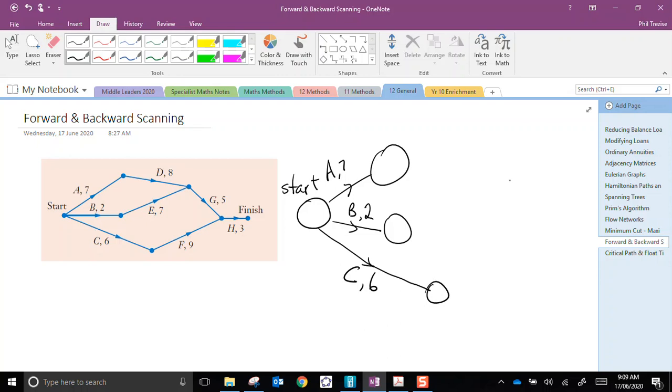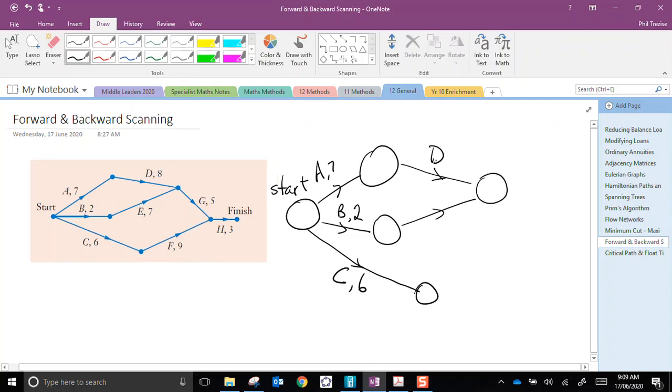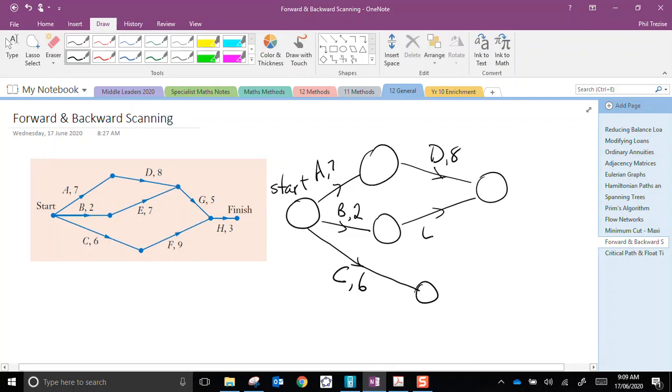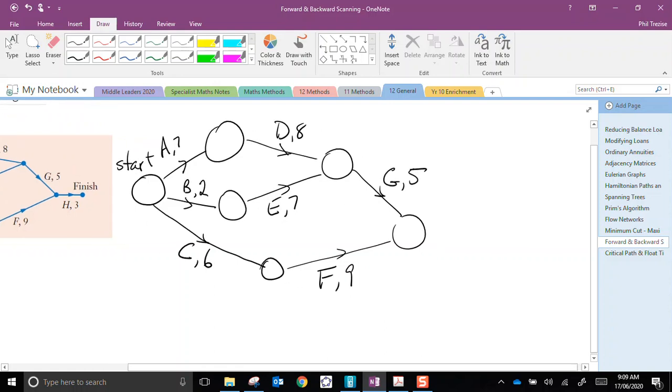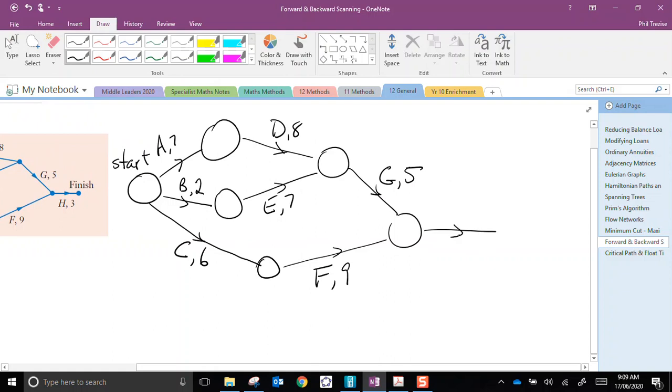Then what did we do? We had a vertex over there. There were two edges there. That one is D, which is 8. That one is E, which is 7. Then there's a vertex there. That's F, which is 9. This is G, which is 5. Finally, we have activity H, which is 3, and this is the finish.